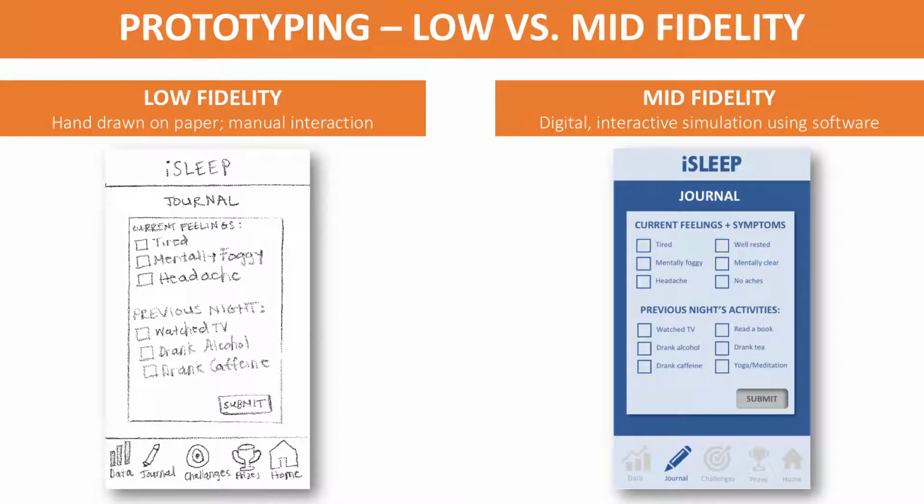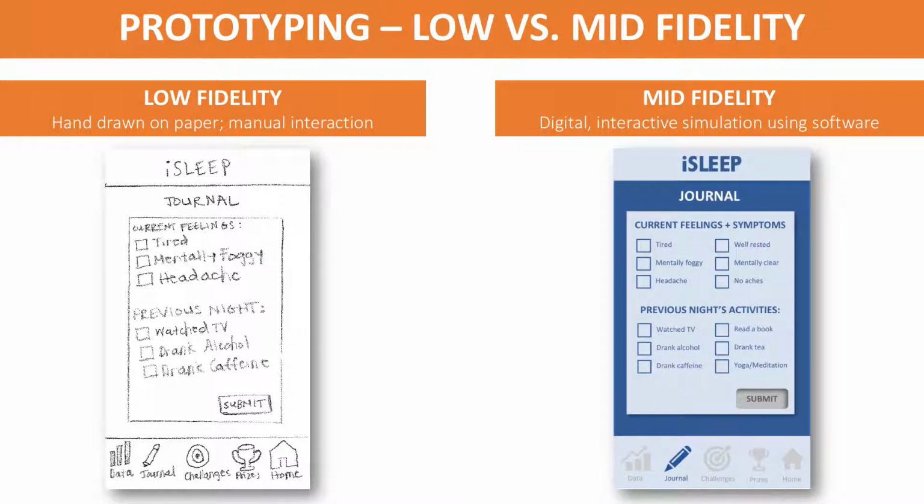I would then place a second index card in front of them that would show the next screen that would appear. But with a mid-fidelity prototype, you can see that the look and feel of it is digital, interactive, and it simulates what the app might look like. It also tends to enhance the design in some way. So you can notice in my first low-fidelity prototype, for the current feelings, I only included some of the negative feelings, tired, mentally foggy, and headache.